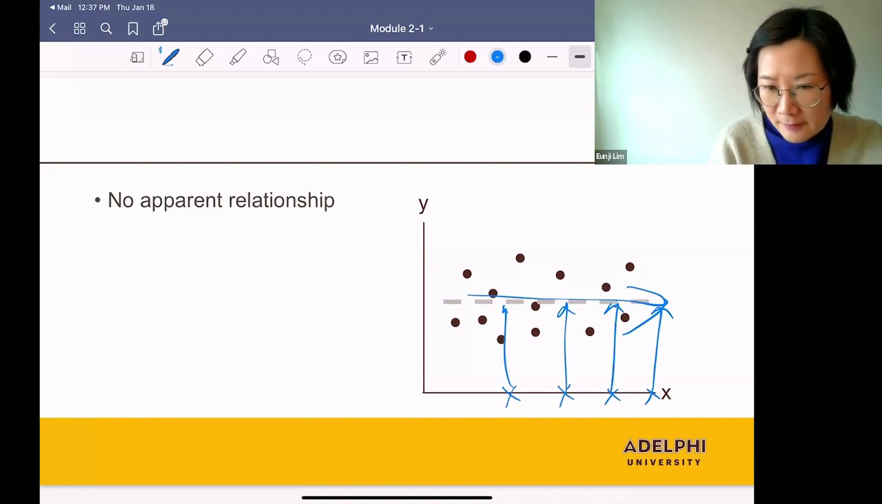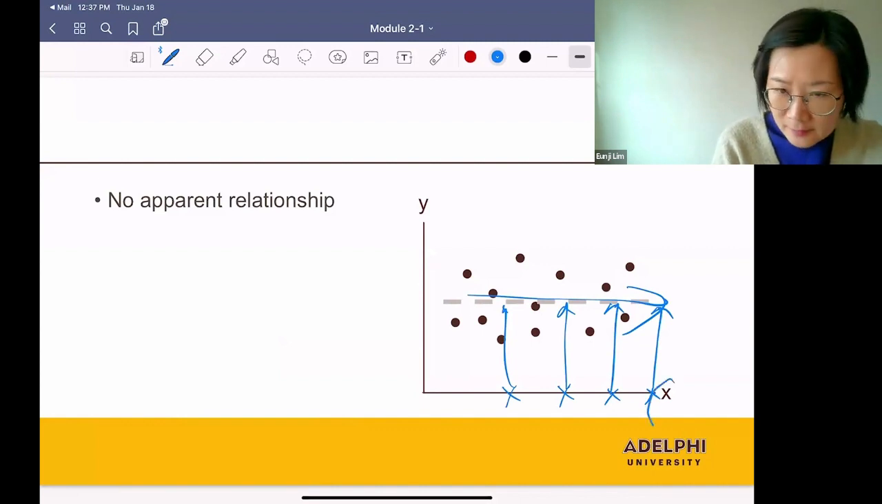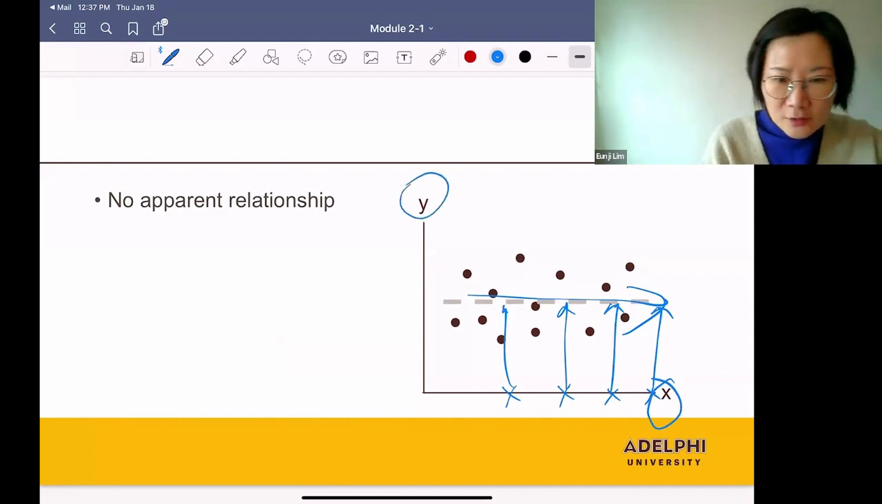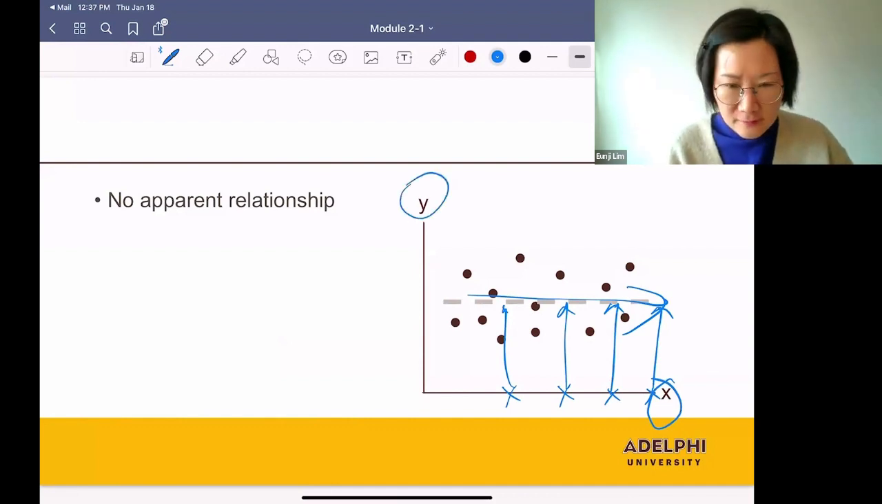Can you think of examples of two variables that have no apparent relationship? How about this? X can be the temperature in Europe and Y can be the economy in the United States.